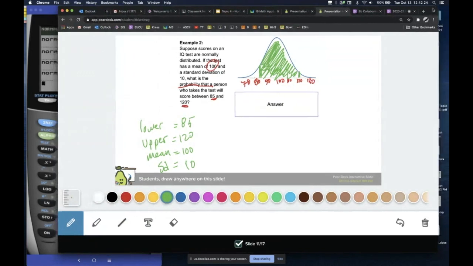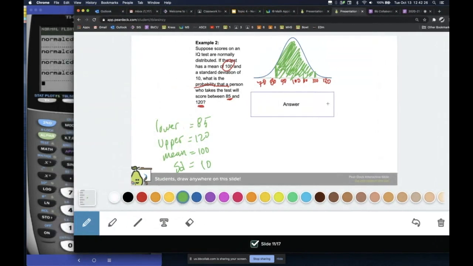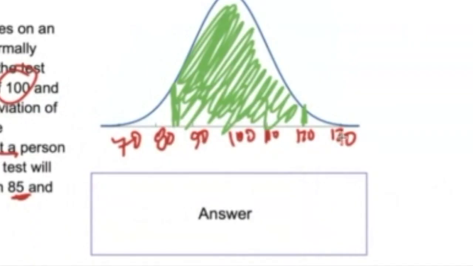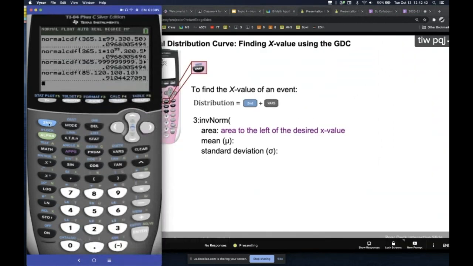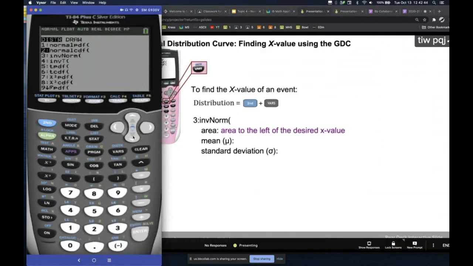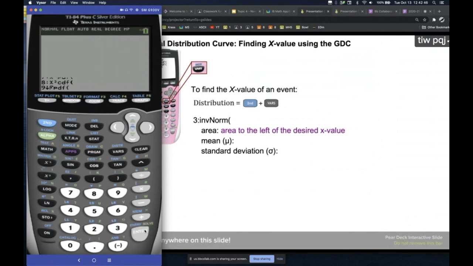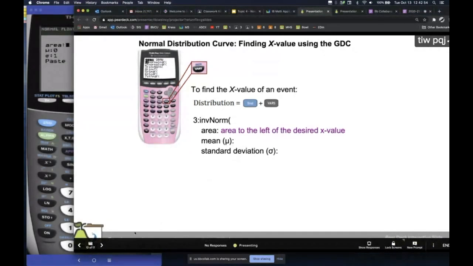This whole time we were finding probability. What if we want to find values of x instead of the probability? We're going to do something called inverse. For inverse, it's in distribution, number 3, inverse norm. And you see it's asking for the area, the probability, the percentage there, and then the mean and standard deviation. I'll show you what this means.